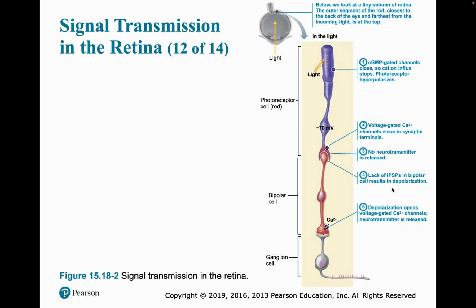That's where we would get light. So here the gated channels are closed. Photoreceptor hyperpolarizes. The hyperpolarized photoreceptor no longer releases neurotransmitter onto the bipolar cells. The ganglion cells would then release neurotransmitter, and an excitatory potential would happen in the ganglion cells.